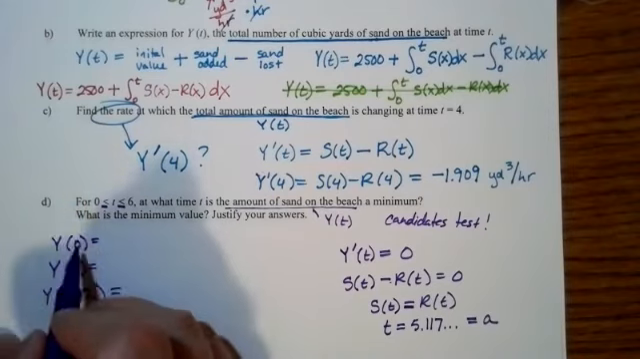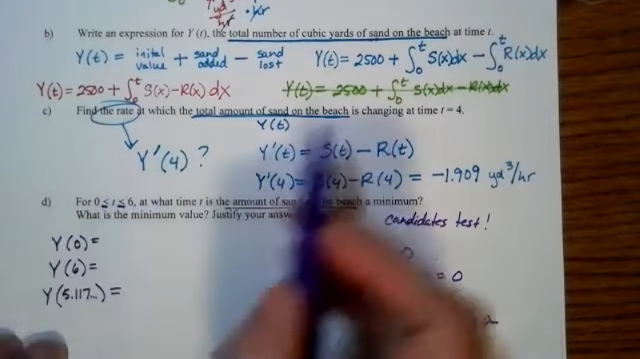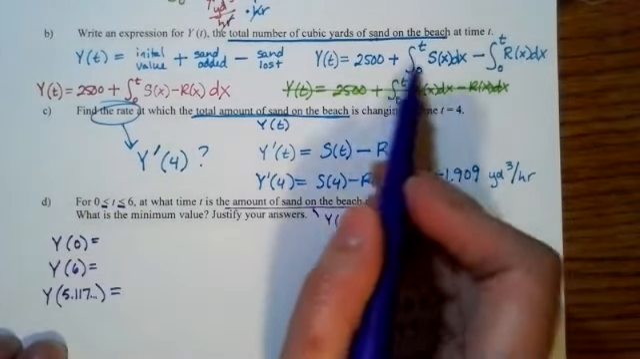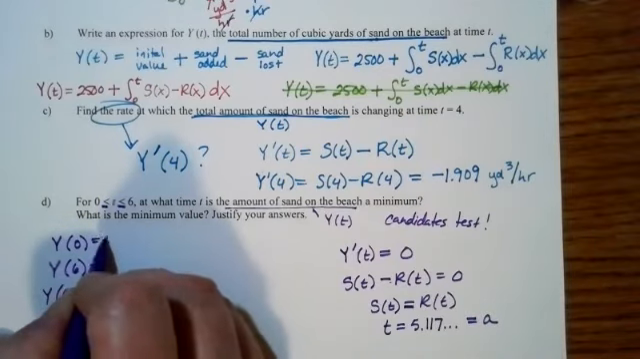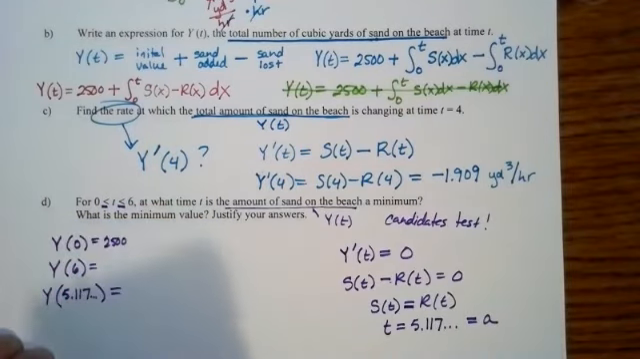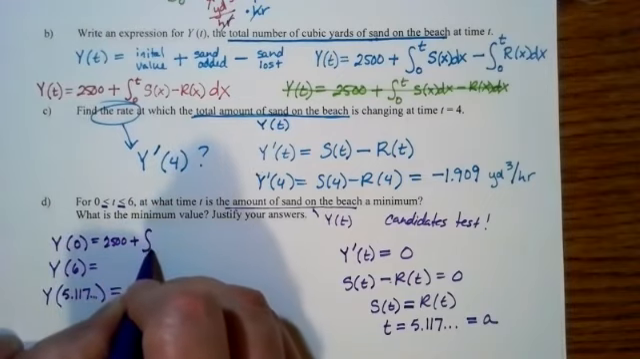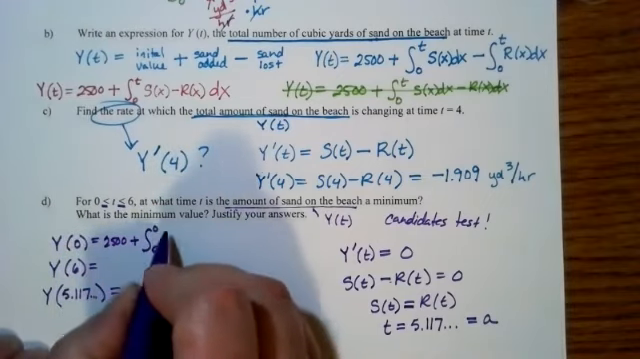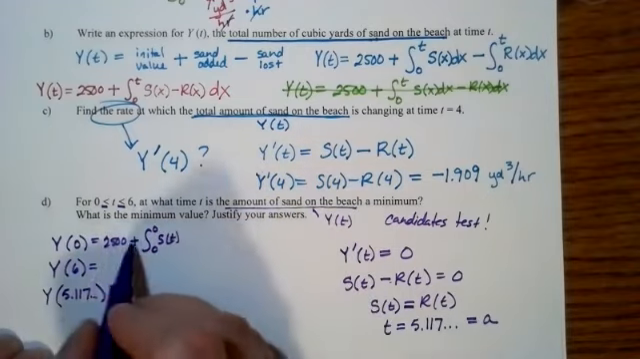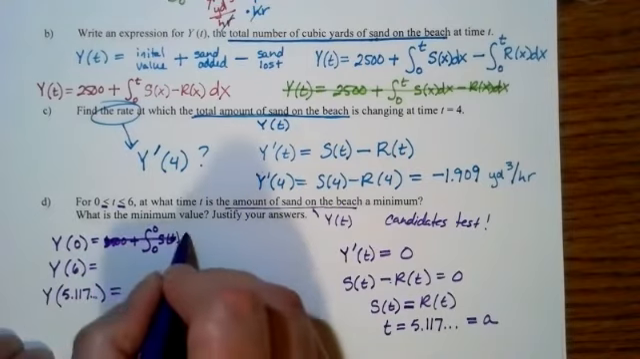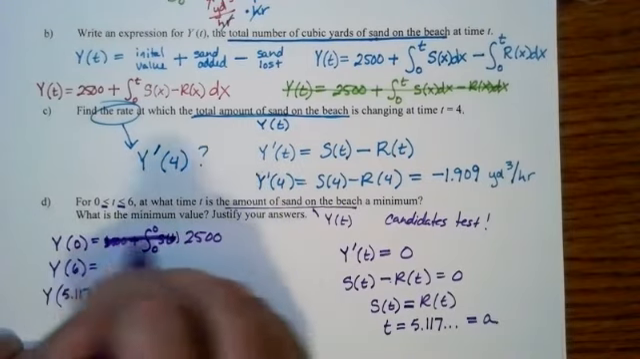So y at 0, remember we have a function here. This is our function we've got to deal with. So y at 0 is the original 2,500 plus the amount that got pumped in, from 0 to 0 of s of t. What am I doing? We know y at 0. This is 2,500. We were told that. Don't be wasting time doing that.